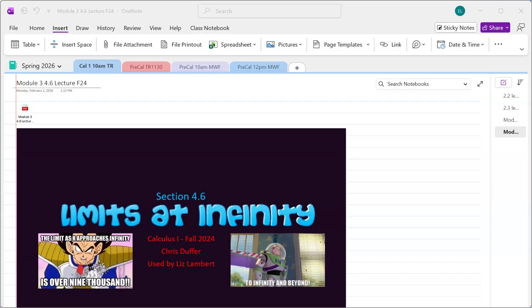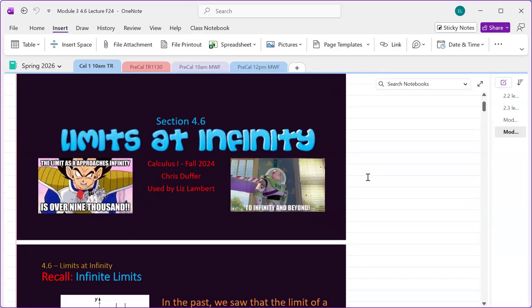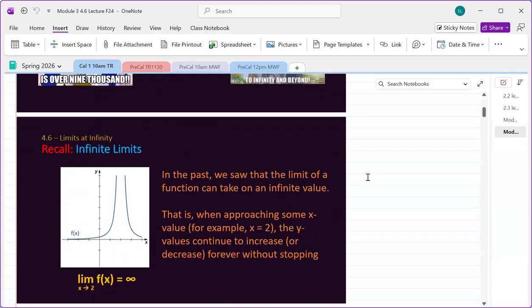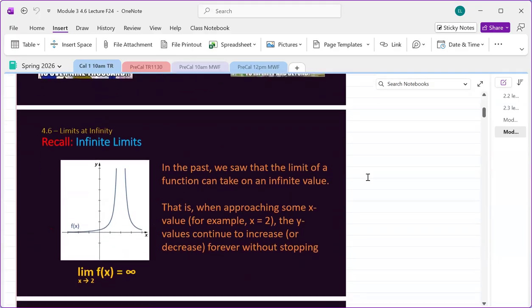All right, so what we're going to look at today is limits at infinity. Now, this is a little bit different from limits that equal infinity. So I'm going to flip it over to Desmos for a bit. I got a couple of graphs in the graphing calculator here.